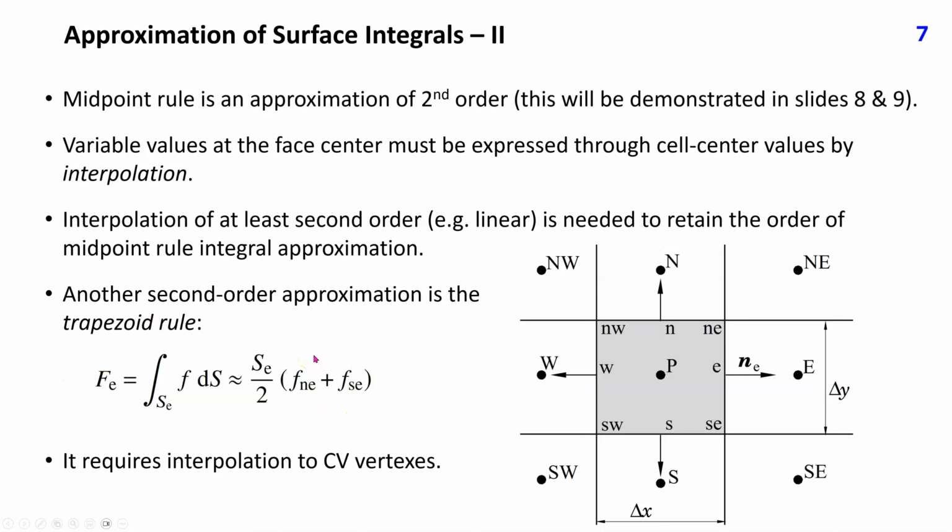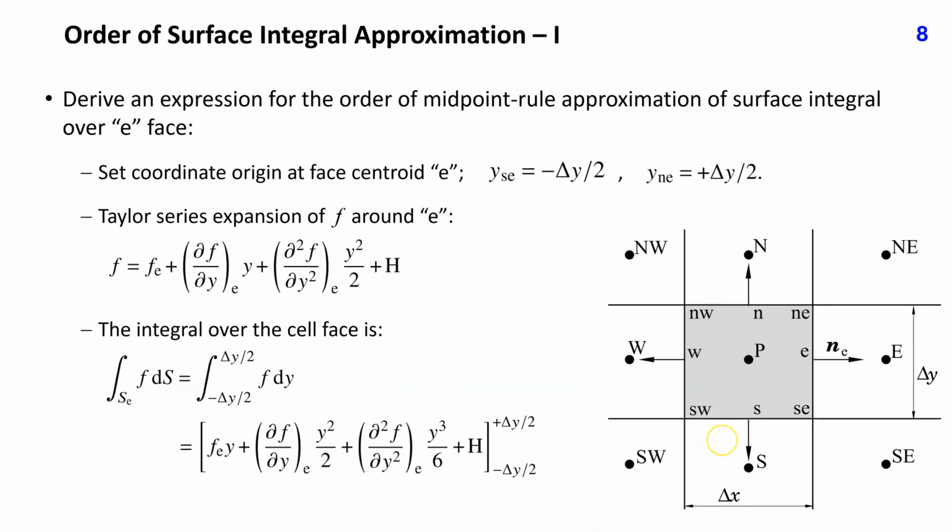Here we need the values of the function f at the 2 integration points, cell corners. Therefore, the variable values need to be interpolated to cell vertices. Let us now find an expression for the leading term in the truncation error of midpoint rule approximation to verify that it is a second order approximation.